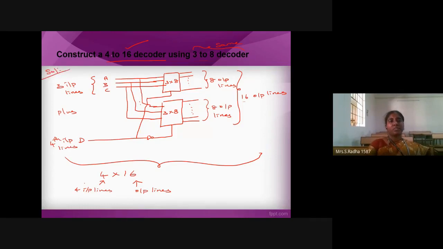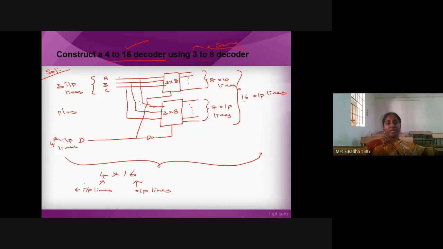So we have to design a 4 by 16 decoder. Overall input lines should be 4 in number, overall output lines should be 16 in number. But in the design, you have to use only 3 by 8 decoders. So initially I have taken a 3 by 8 decoder. So this is possible without a formula. How that extra 8 by 8 came, I will tell you in another question.